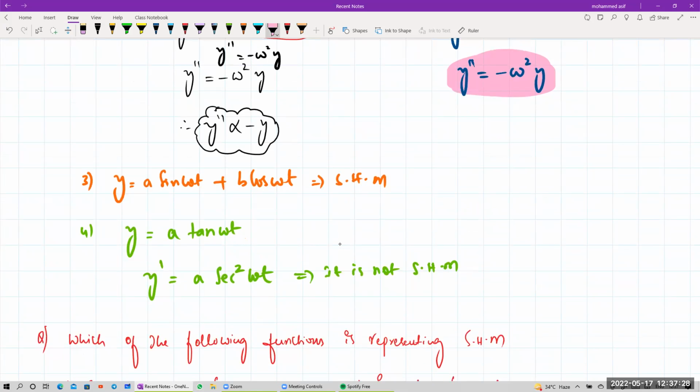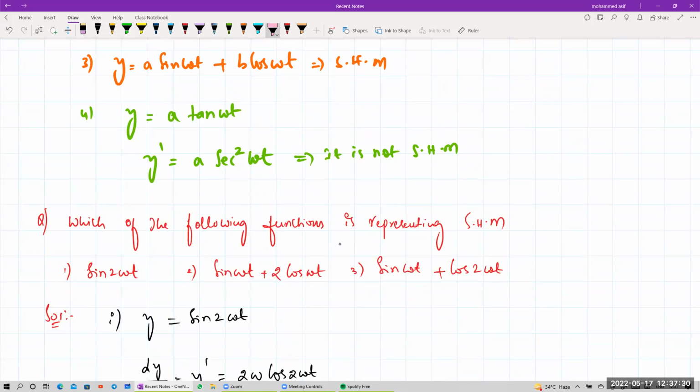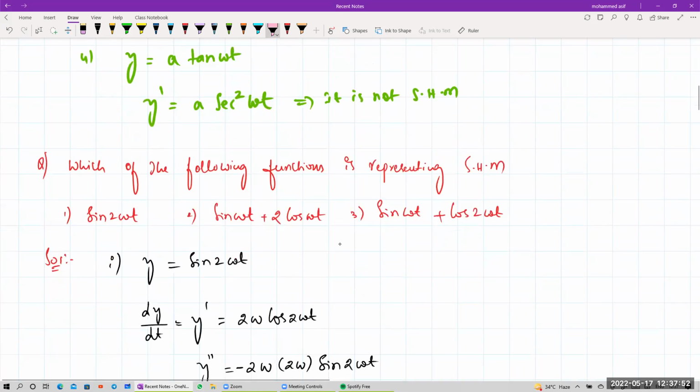Look once. No, sir, understood. This is also the same. y equals a sin omega t plus b cos omega t. We know the sin differentiation is SHM, and b's is also SHM. Since both are perpendicular, it will be an SHM. Fourth one, y equals tan omega t. Tan omega t differentiation comes in secant square, so obviously it is not representing an SHM. Okay?